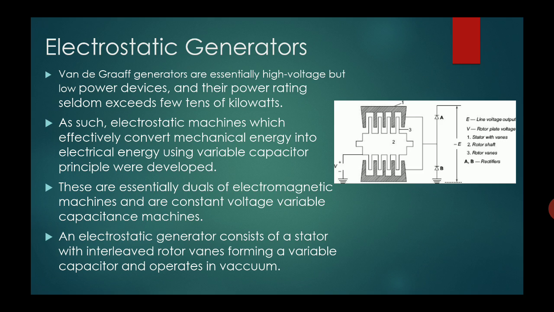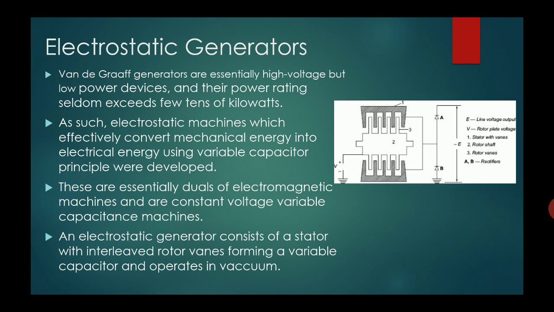They are essentially duals of electromagnetic machines and are constant voltage variable capacitance machines. An electrostatic generator consists of a stator with interleaved rotor vanes forming a variable capacitor, and it operates in vacuum.